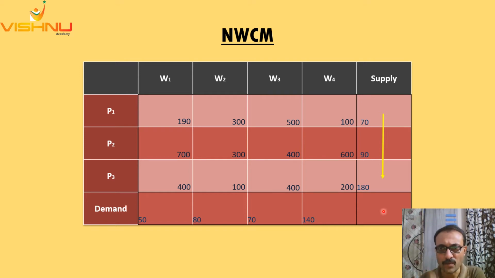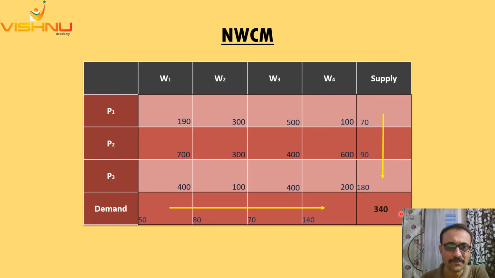70, 90, 160 plus 180, 340. So 340 is the total of the supply column. What about the demand? 50, 80, 130 plus 70, 200 plus 140, 340 again. So both the totals come to 340, which means that the demand and supply totals match, which means that this is a balanced problem. As discussed earlier in other videos also, only when we are sure that the problem is a balanced problem are we good to proceed ahead.